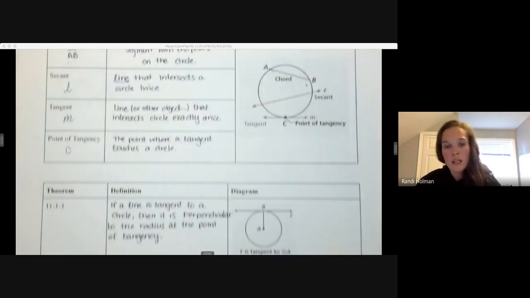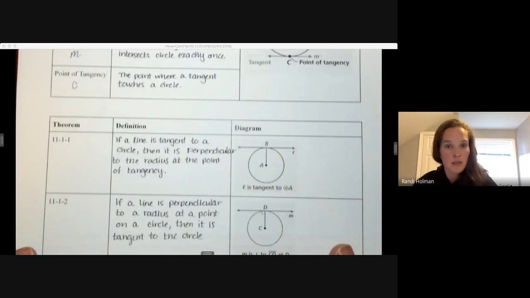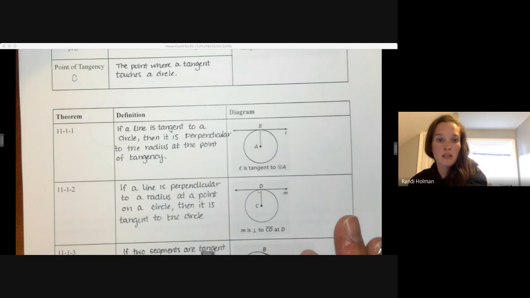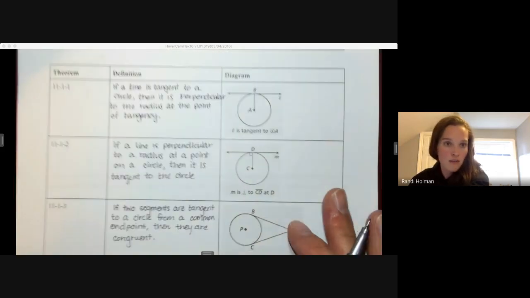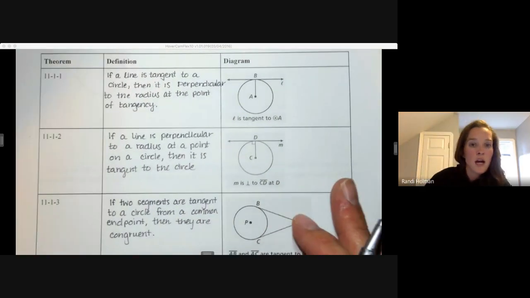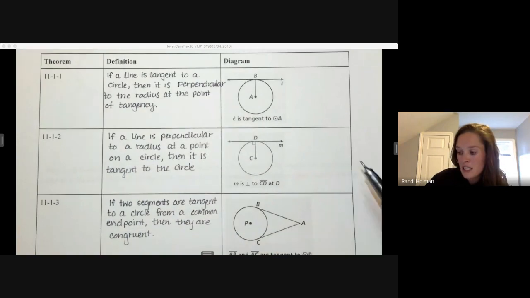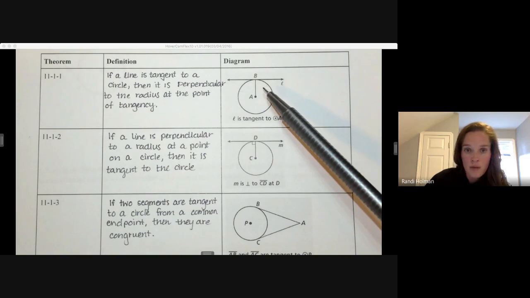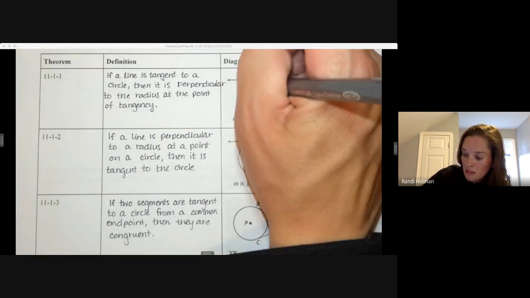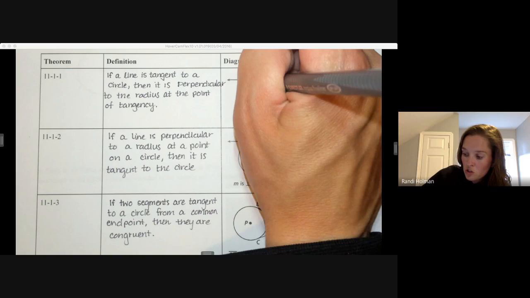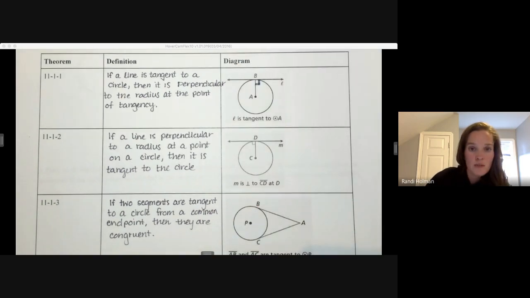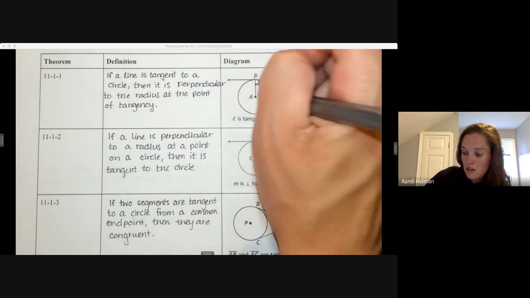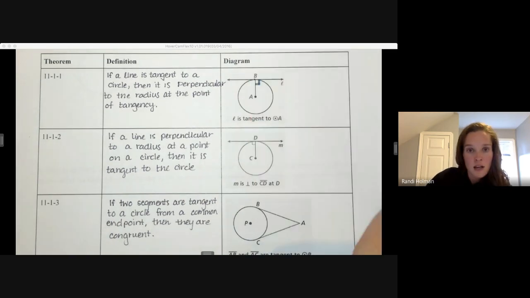With these types of lines and segments, we have some different relationships within the circle itself. So we're going to look at three different theorems today. The first one is about a tangent line. If we have a line and we know it's tangent to a circle, then we can conclude that it is perpendicular to the radius at the point of tangency. So if you know you have a tangent line and you know your point of tangency, if you draw in your radius there, that radius is perpendicular to the tangent line.